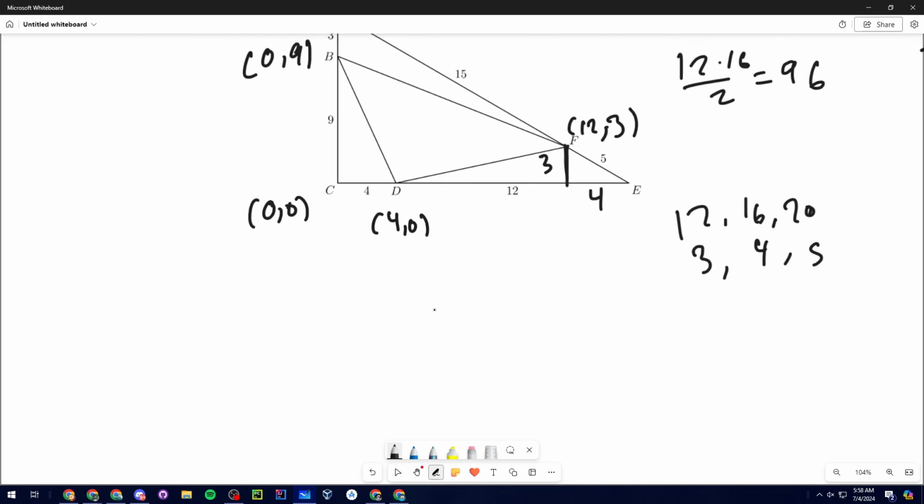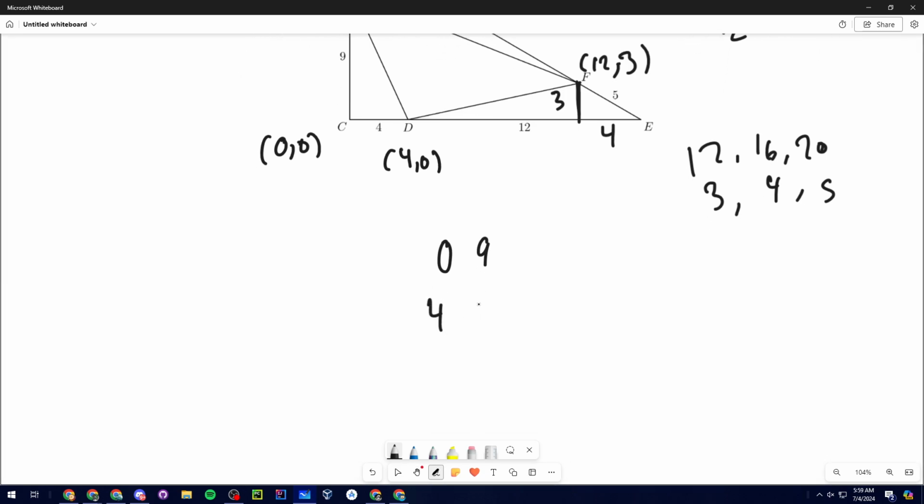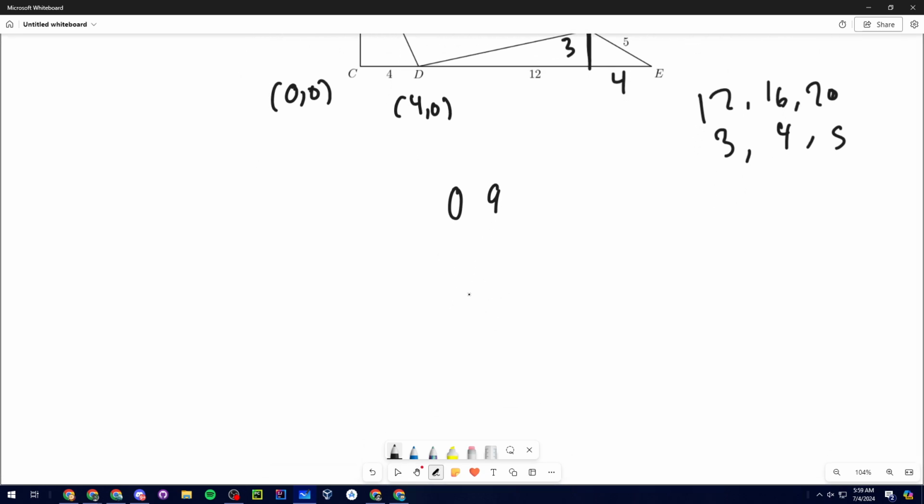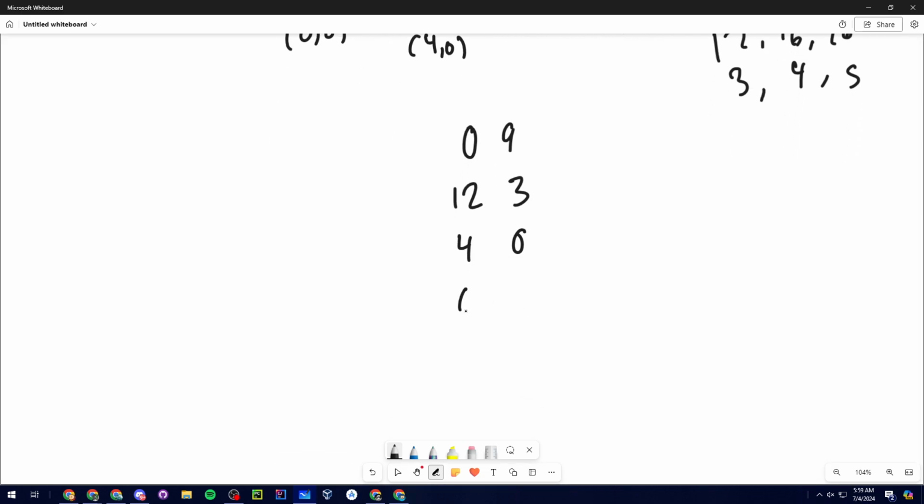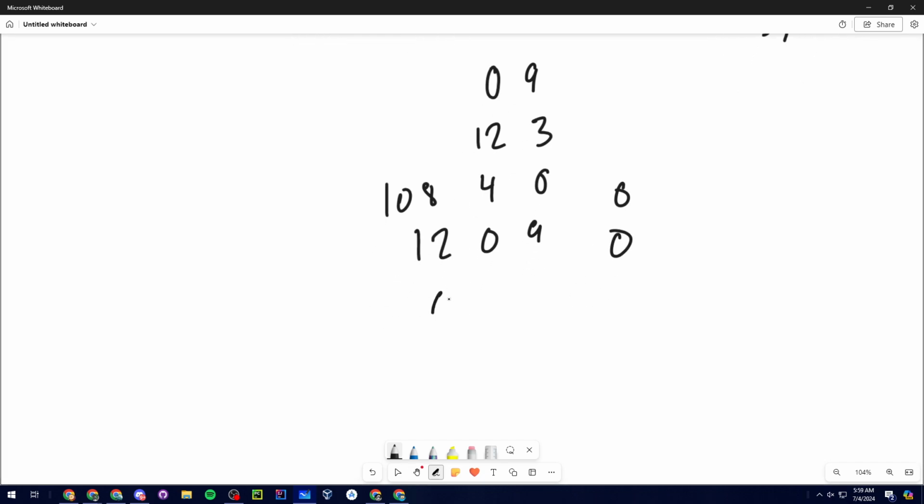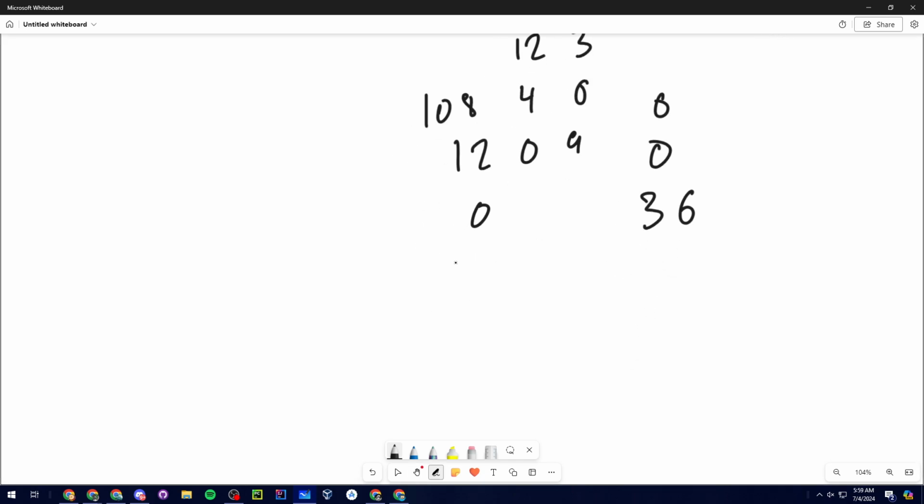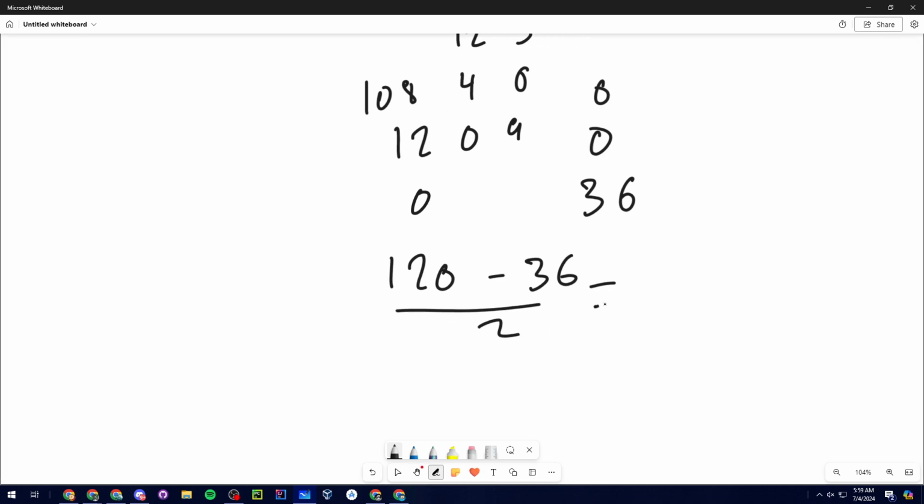So now I have the points 0, 9, 4, 0. Actually, no, I'm going to put that in a different way. 12, 3, 4, 0, and then 0, 9. That gives us 12 times 9, which is 108. Then 0, 12, 0, 0, 36. What is 120 minus 36 over 2? Well, that is just 60 minus 18, which is just 42.